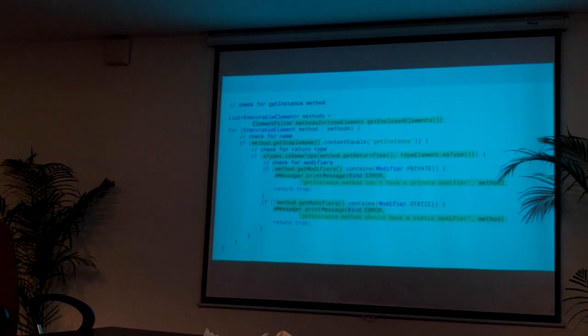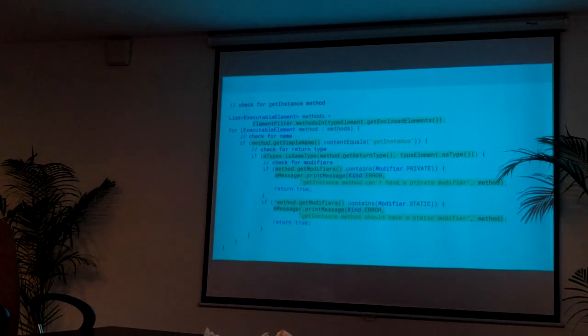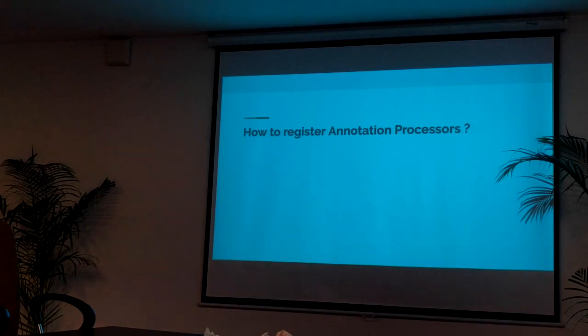Now we have made the annotation processor. Now we need a way to tell the compiler that we have made this annotation processor, and please, if you find any annotations in the AST, please give them to me. I need to process them. So for this, there are two ways. There is one old and standard way.